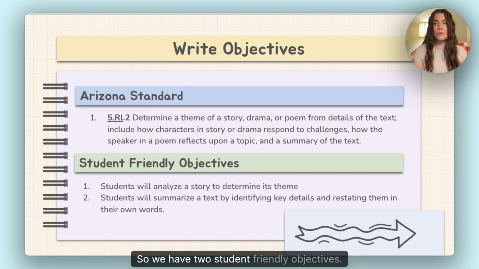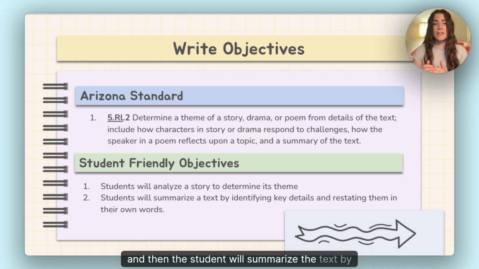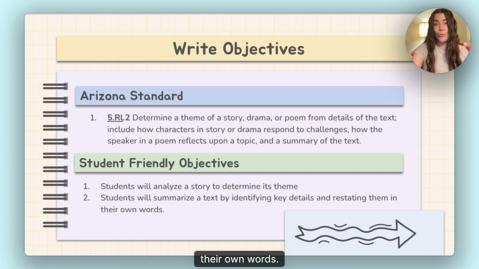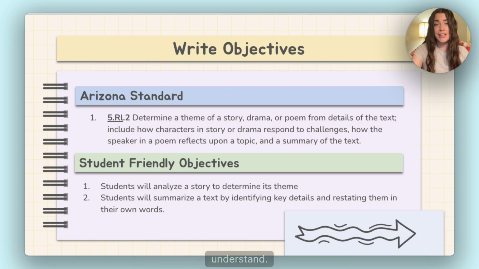So we have two student-friendly objectives. Students will analyze a story to determine its theme, and then the student will summarize a text by identifying key details and restating them in their own words. Notice how these objectives are measurable, aligned with the standard, and written in a way that a student can understand.